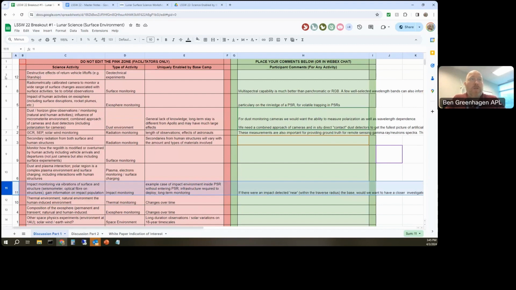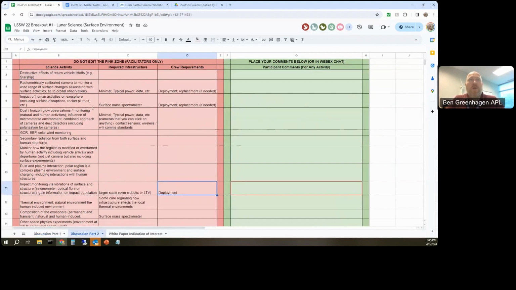And then 12th was actually the first one we discussed, and that was just what is the destructive effect of some of these very large return vehicle liftoffs initially, especially if you don't have landing pads or launch pads initially, and you're just doing this on the bare regolith. What experiments can be done to understand those effects early on and how imperative it is to get those landing structures created. We put these into a number of different categories and identified some of the ways that they're uniquely enabled from base camp.